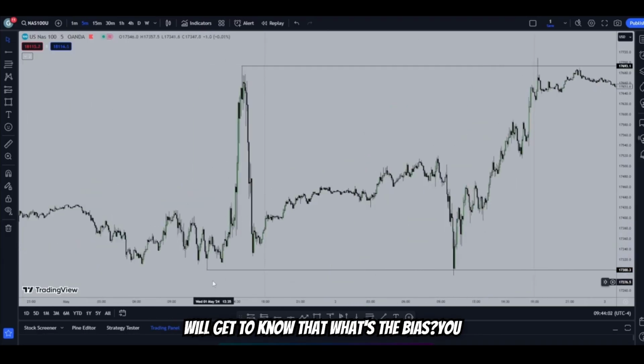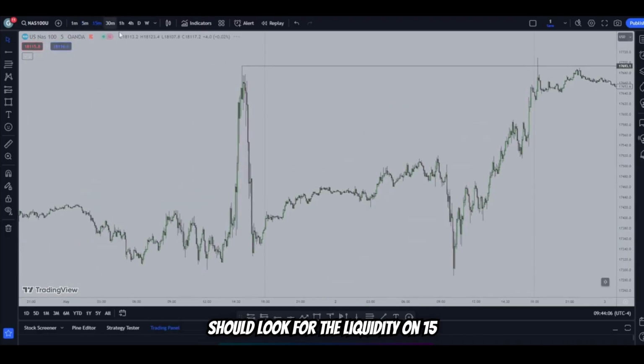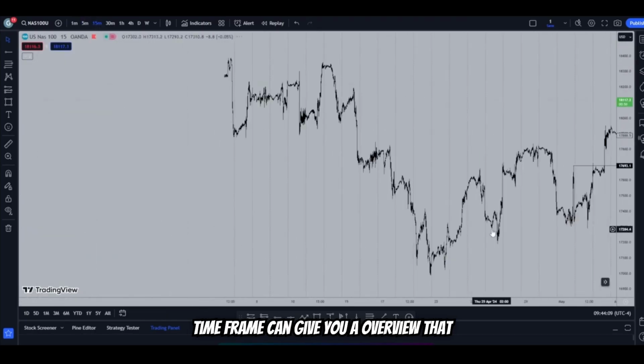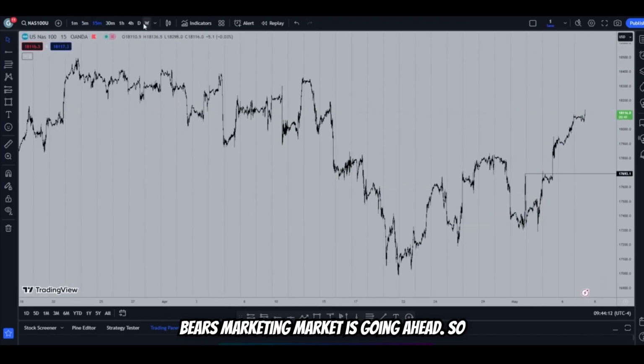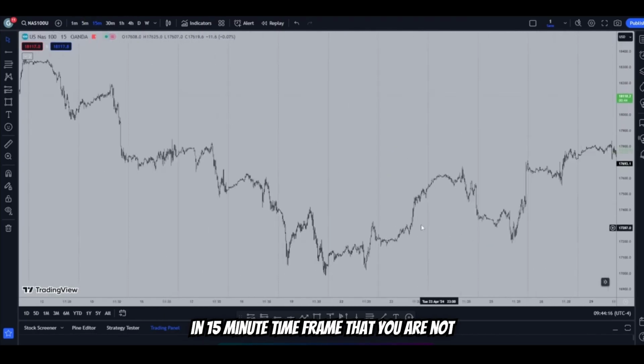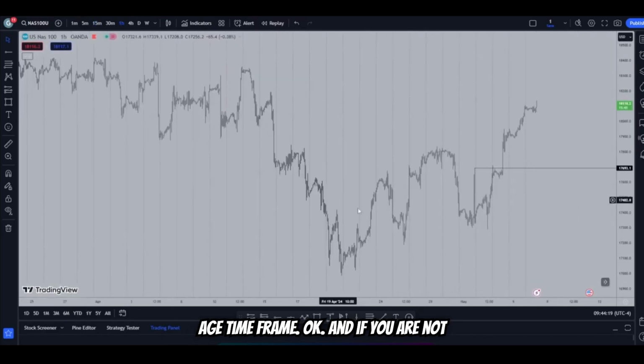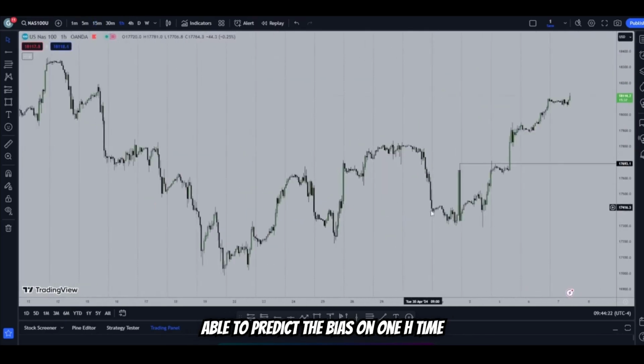So how will you get to know what the bias is? You should look for the liquidity on the 15-minute time frame, because the 15-minute time frame can give you an overview of where the market is going ahead. If you are stuck on the 15-minute time frame and not able to predict the bias, then go on the 1-hour time frame. Okay, and if you're not able to predict the bias on the 1-hour time frame, go on the 4-hour time frame. But the thing you have to do is the same.